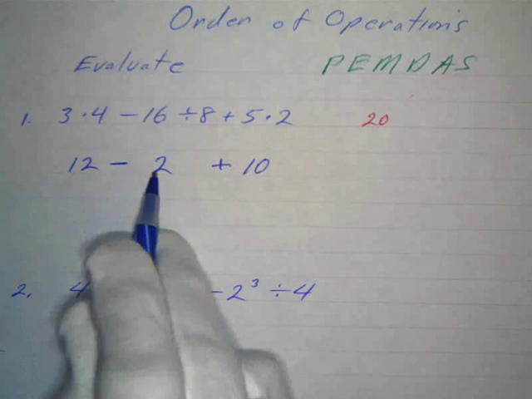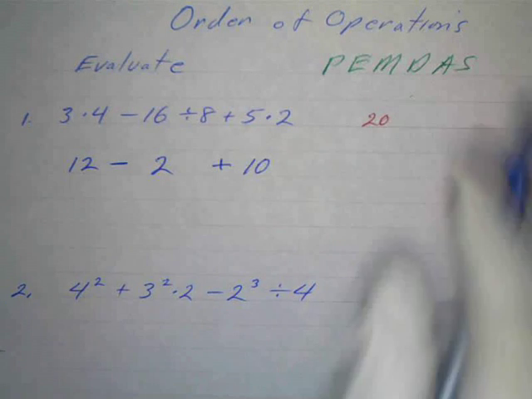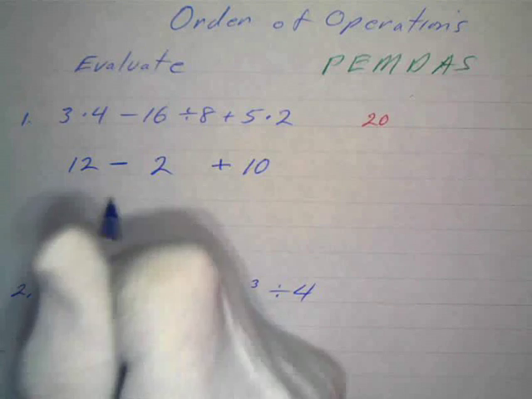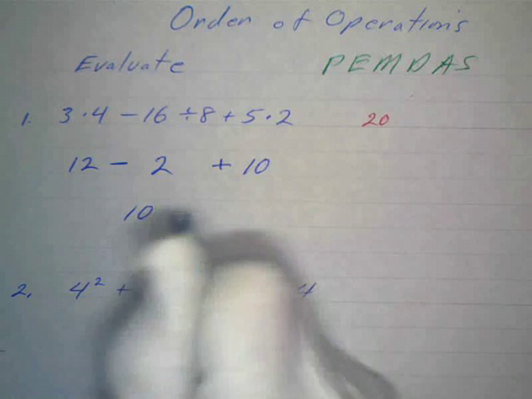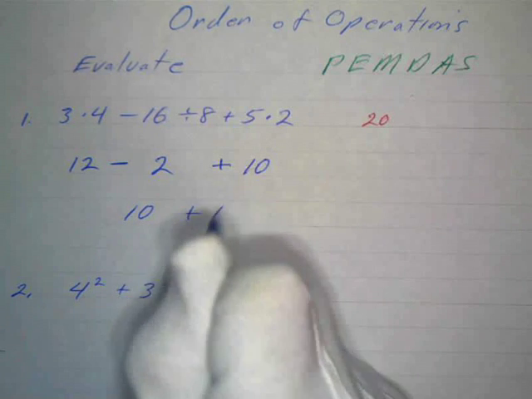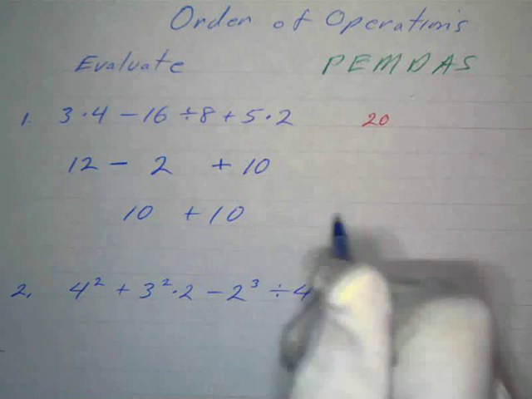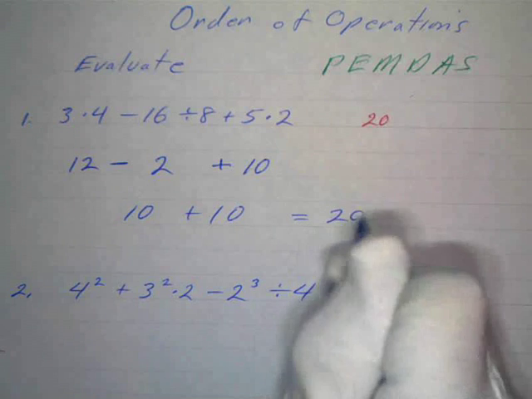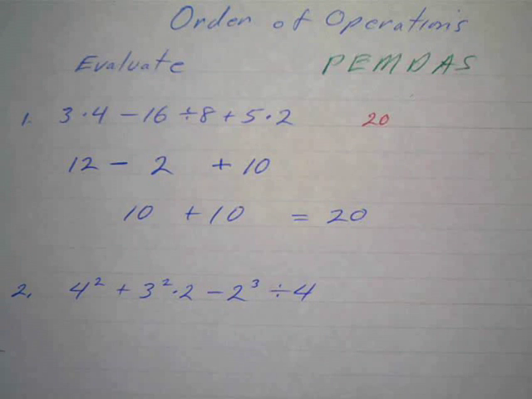Now, what's 12 minus 2? Because we're going to add and subtract from left to right. Well, 12 minus 2 is 10. So I'm substituting. Instead of writing 12 minus 2, I write 10. And over here, I've got plus 10. And what's 10 plus 10? Instead of writing 10 plus 10, I can write 20, and there's your answer. That's all there is to it.